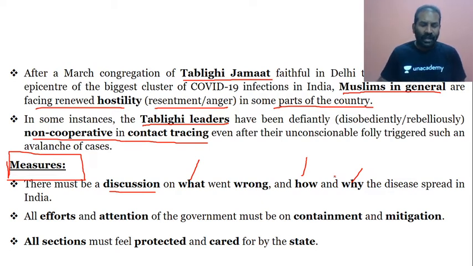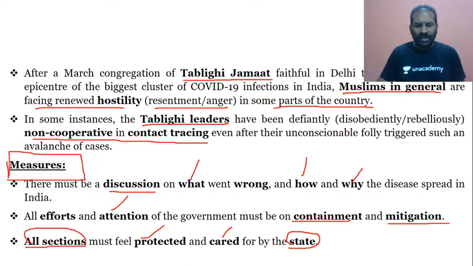That is very, very important, and all efforts and the attention of the government have to go towards containing and mitigating, that is, resisting the spread of the virus and making sure it does not spread virulently. And all sections must be protected and cared for by the state. Why am I saying this? Because of the keyword I was using, social prejudice, as I was linking US versus Asian origin, Indians versus Northeasterners within India, and because of the Tablighi Jamaat, many Muslims were looked at with resentment or anger.